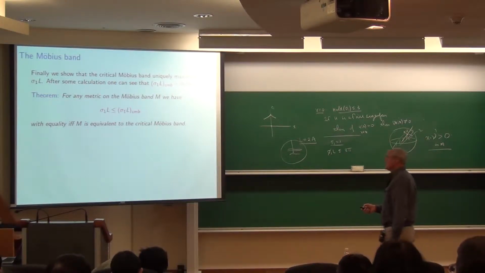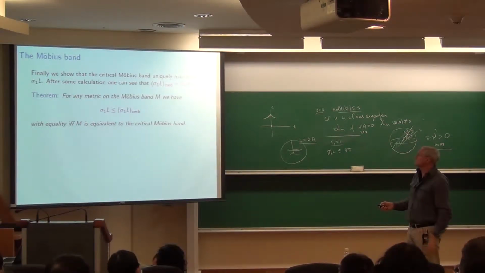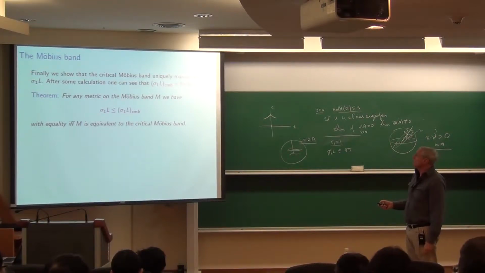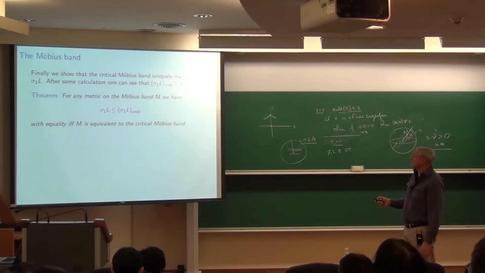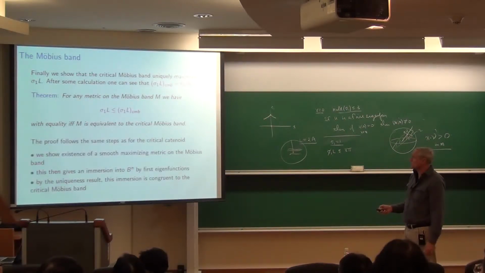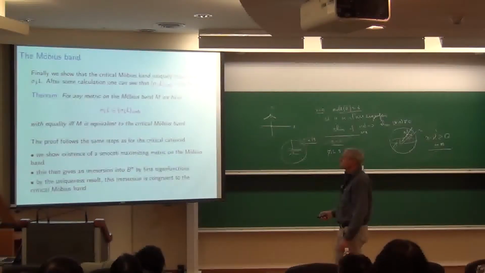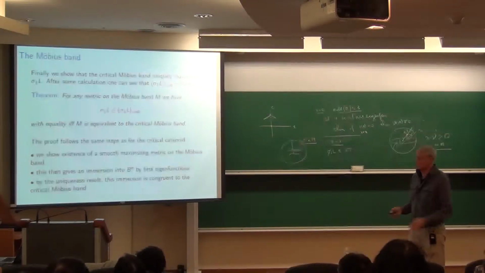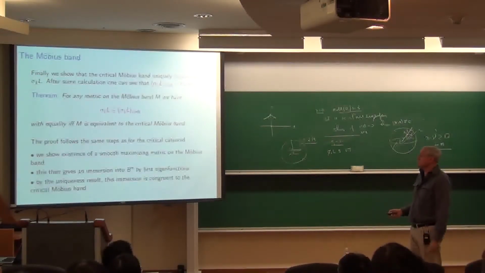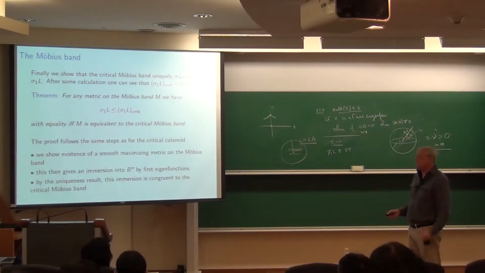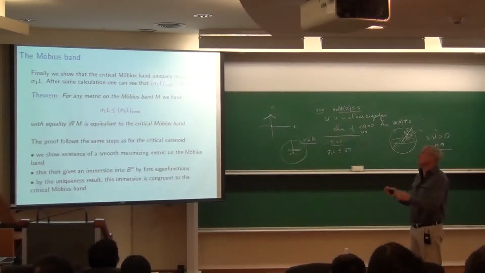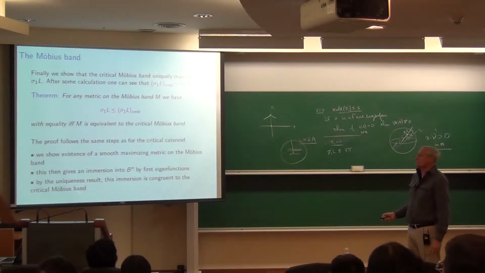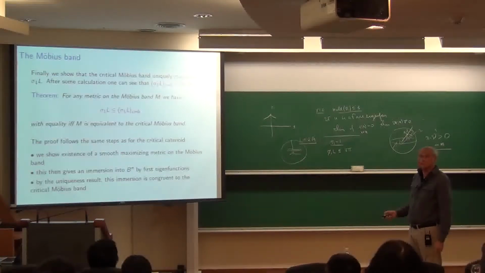Okay, and so the Mobius band is actually a similar analysis of the critical catenoid. So actually it's a little nicer formula for sigma 1 times L there. And so again, the statement is that this maximizes the metrics on the Mobius band. And again, the proof is similar. So we prove the existence of the maximizing metric, and then this gives an immersion into B^n by first eigenfunctions, and then use the uniqueness result to show that it's covered.